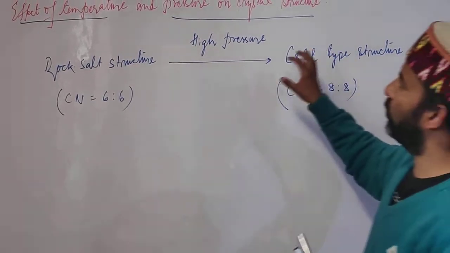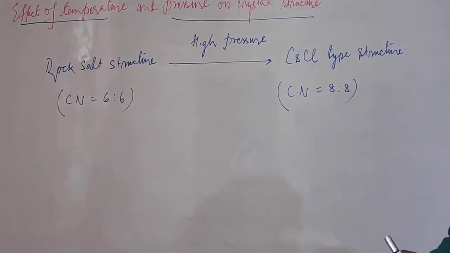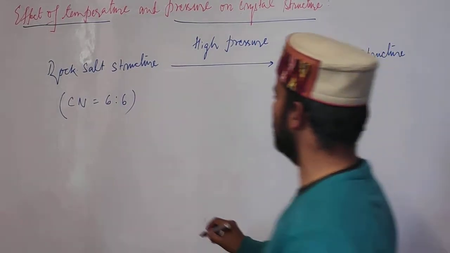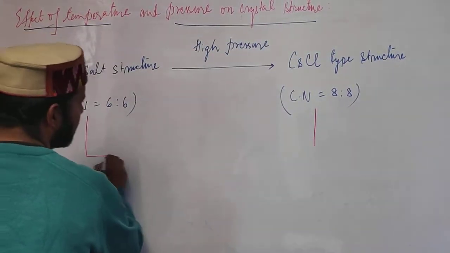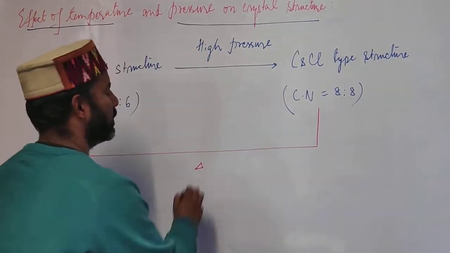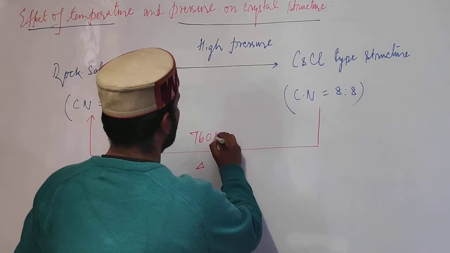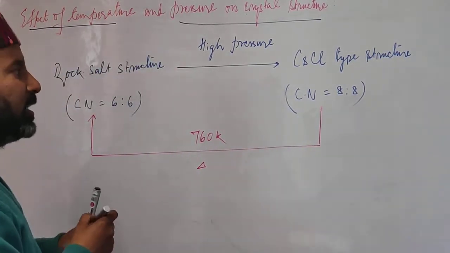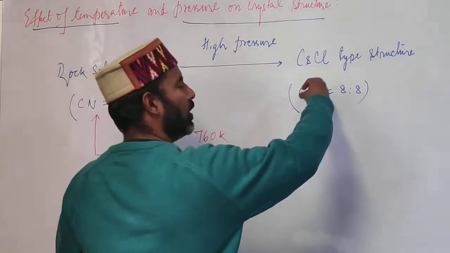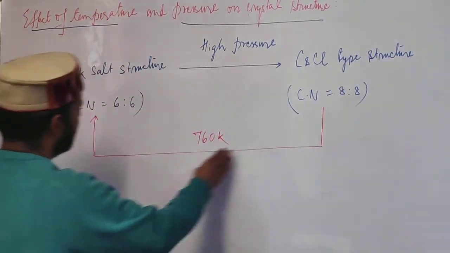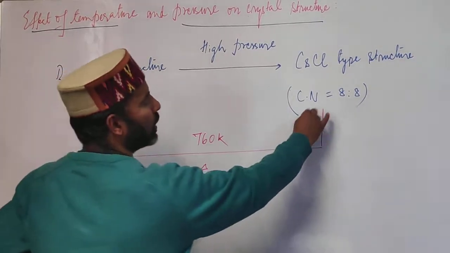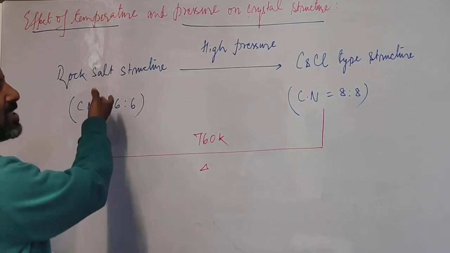Now students, what is the effect of temperature? Suppose now I have cesium chloride structure, and we heat this cesium chloride structure to about 760 Kelvin. What happens upon heating? The crystal lattice changes itself from a typical cesium chloride type into rock salt type structure. That means we observe that the coordination number of ions decreases.